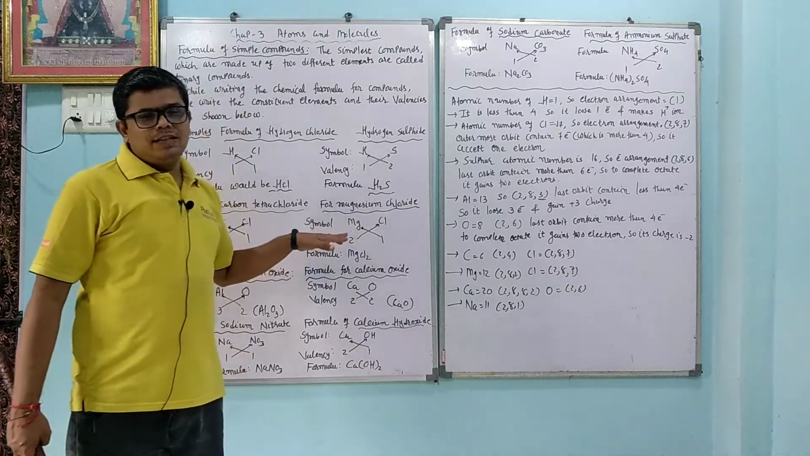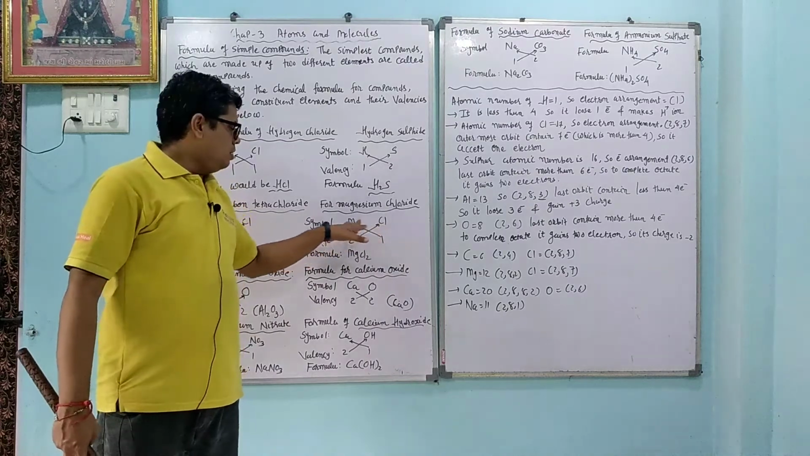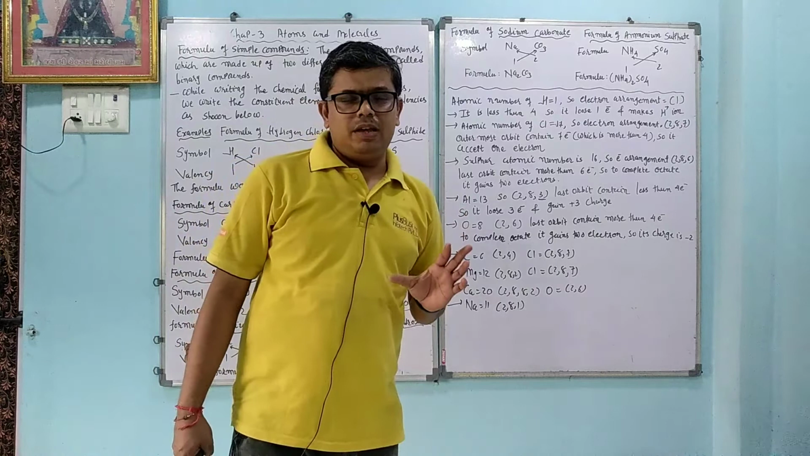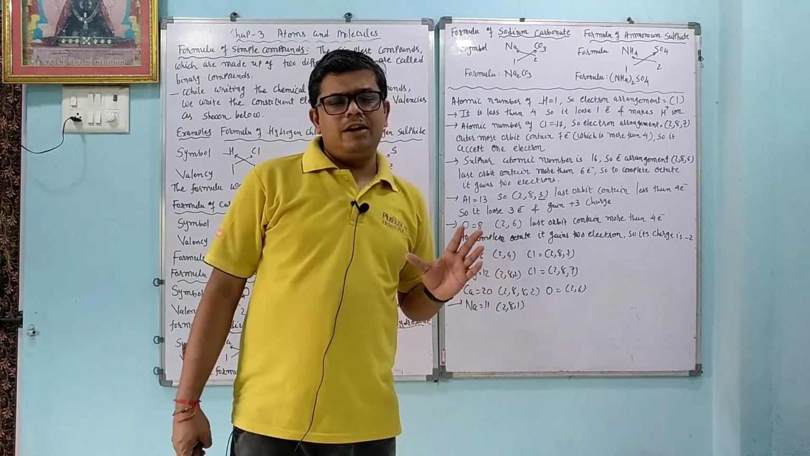So we should know the symbols. Magnesium is Mg and chlorine is Cl. Magnesium's atomic number is 12. Dear student, you have to remember all the atomic numbers. Then it is easy to do in the exam. Magnesium's atomic number is 12.